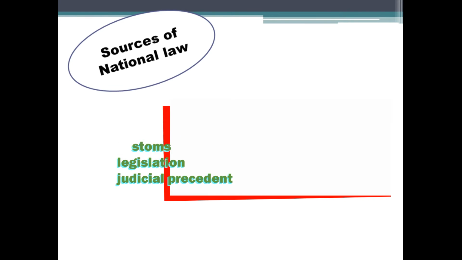Let us now look at the sources of national law. There are historical sources, customs, legislation, and judicial precedent. The historical sources are made up mainly of Roman Dutch law, which has commonly formed part of many nations' laws.